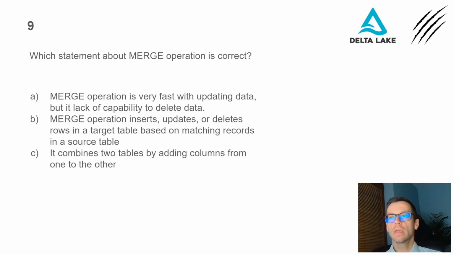Next one. About merge. Which statement about the merge operation is correct? Merge operation is very fast with updating data, but it lacks the capability to delete data. Well, we saw that we were deleting data with merge, so that one is probably not correct. Merge operation inserts, updates or deletes rows in the target table based on the matching records in the source table. Sounds reasonable, but let's read the last one. It combines two tables by adding columns from one to another. No, it's not about the columns, it's about the rows, so the correct answer is B.